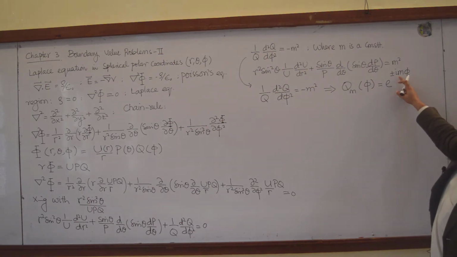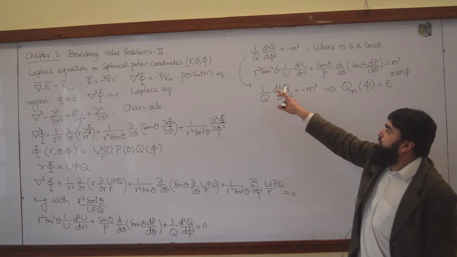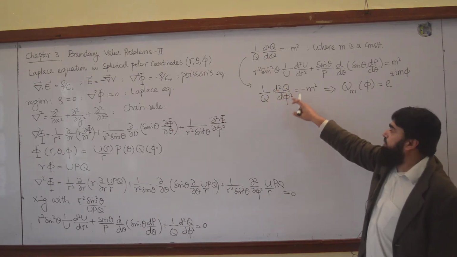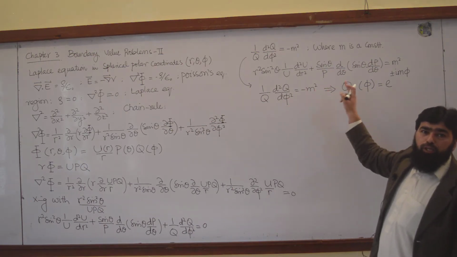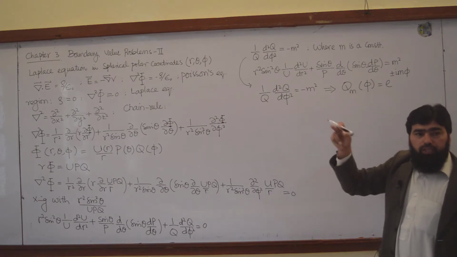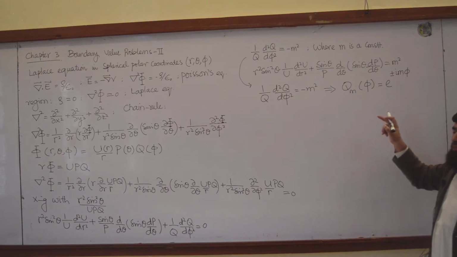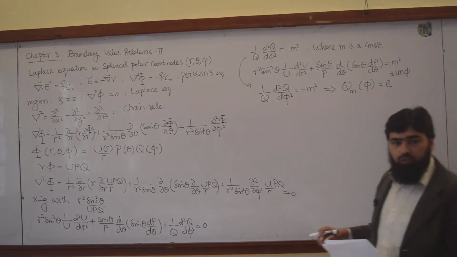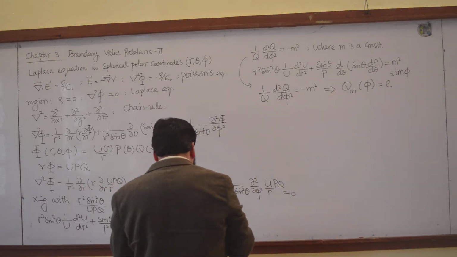So e to the power i m phi. Just as when you have 1 over y d squared y by dx squared equal to minus k squared, you write the solution as a e to the power i kx plus b e to the power minus i kx. That can be combined in this form with plus minus i m phi. So this is the same solution as you have already written.